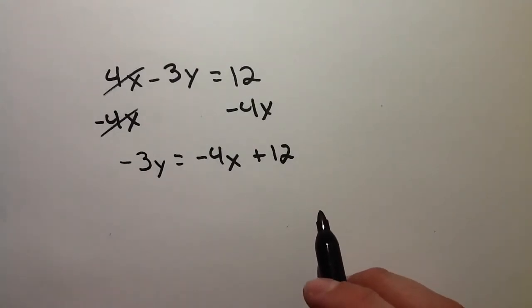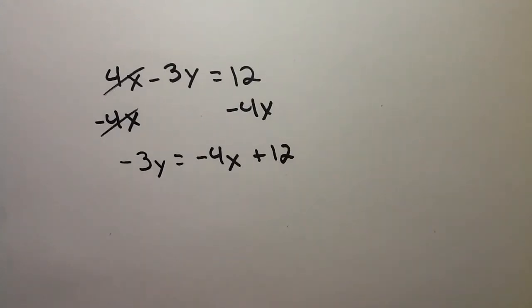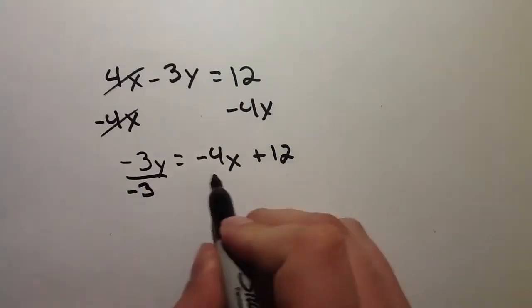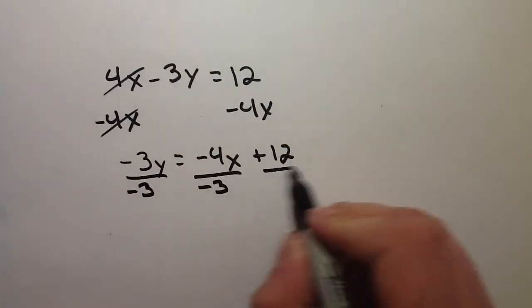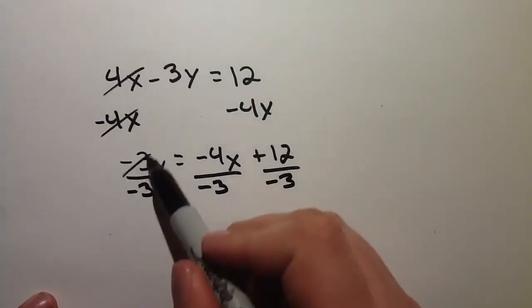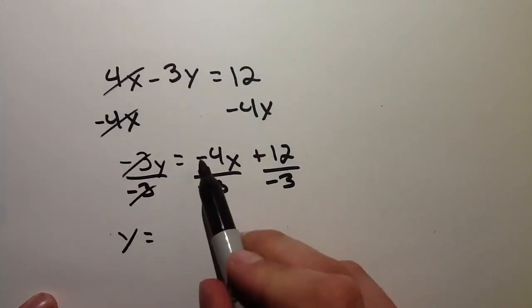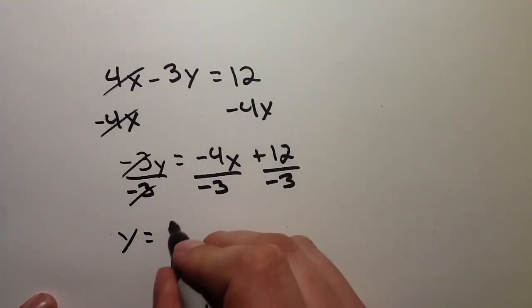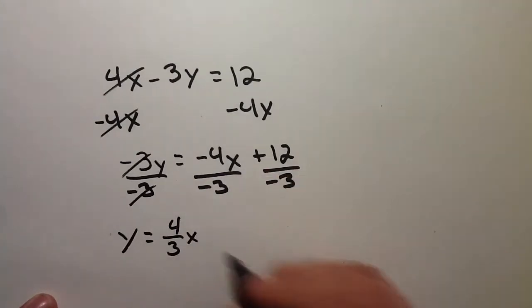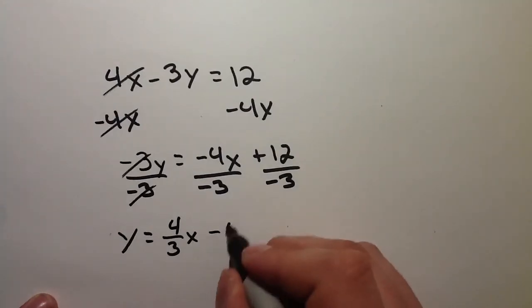I'm still solving for y now. Minus 3y, I want to undo that minus 3 that is attached to that y. They're attached with multiplication, so I undo it with division. And I have to divide each term in the equation. The minus 3's cancel out, so I'm left with y equals negative over a negative gives me a positive, so a positive 4 over 3. Attach the x to it, just bring that down. Plus 12 divided by negative 3 gives me a negative 4.